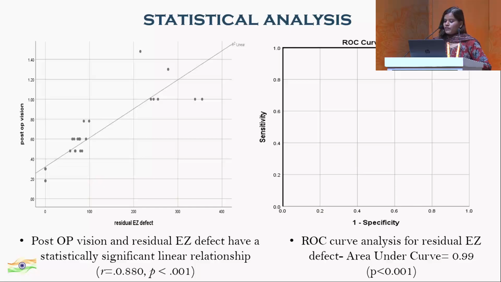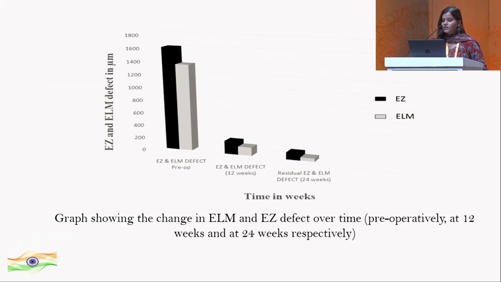The post-op vision and residual EZ defect have a statistically linear relationship, and the ROC curve analysis shows that post-op EZ is an excellent structural biomarker for visual outcome. The graph here shows the changes in ELM and EZ defect over time. As we can see, the size of the ELM defect is less than that of the EZ, showing that the restoration of the ELM precedes that of the EZ.